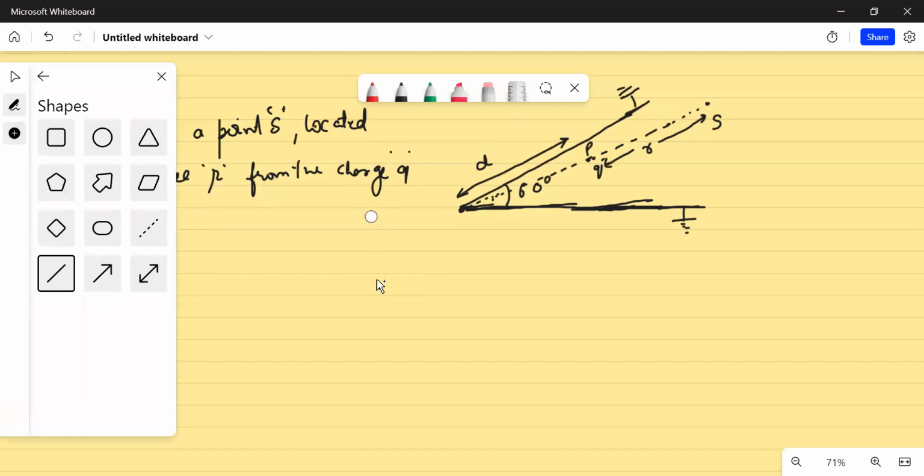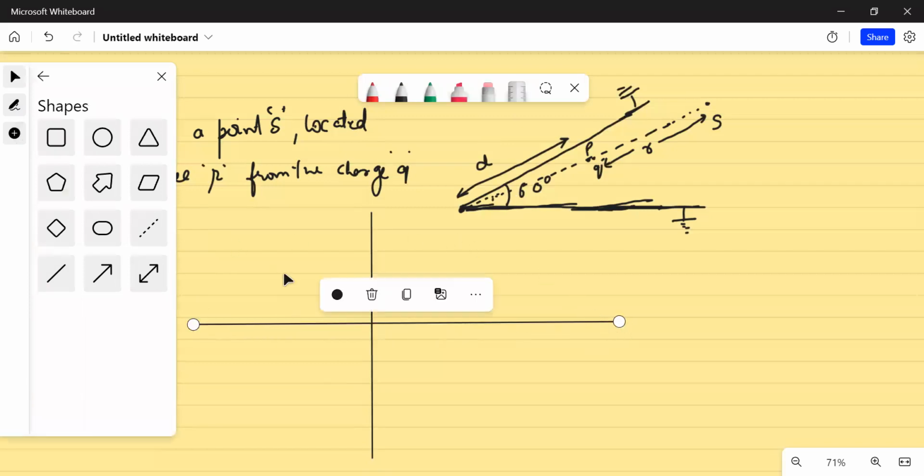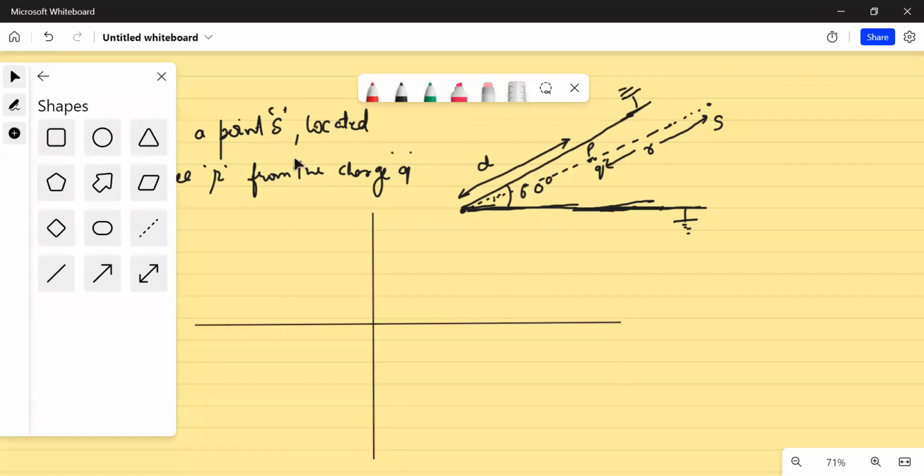Okay, so one thing is for sure, this is your y-axis, let's say, and this is your x-axis. And your charge is located at 60 degrees. So I'll write 60 here. So this is 60. One has to understand that. And another thing is that your charge is located somewhere in the bisection of it.